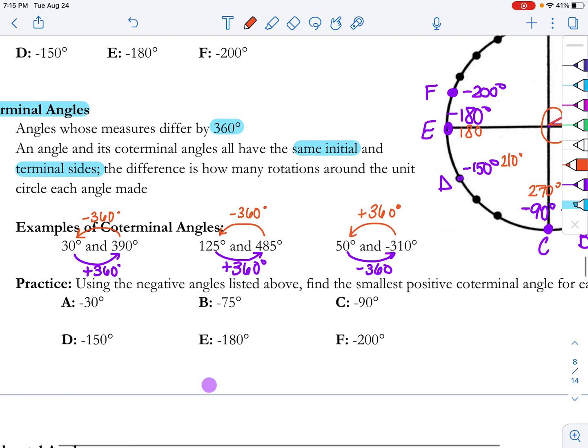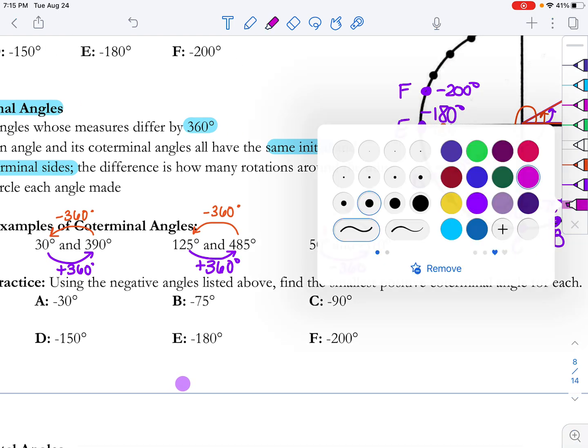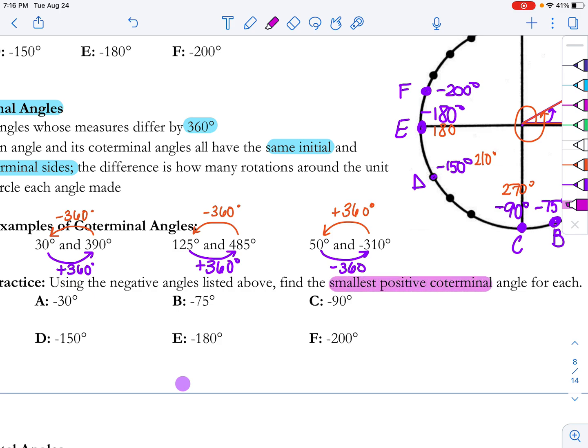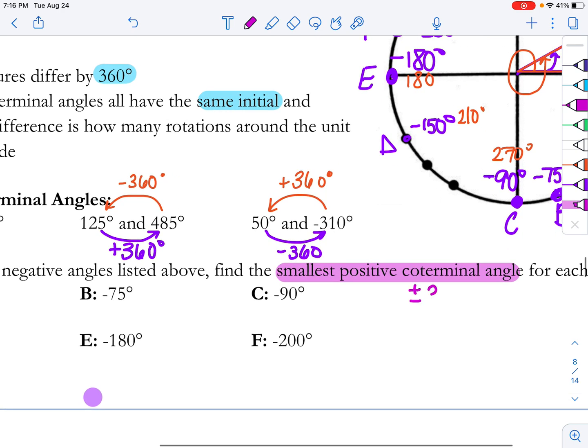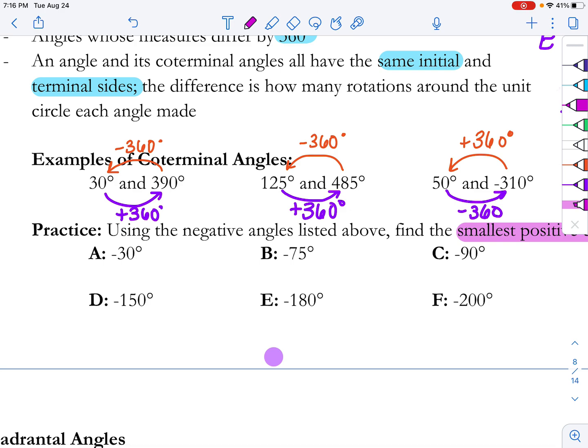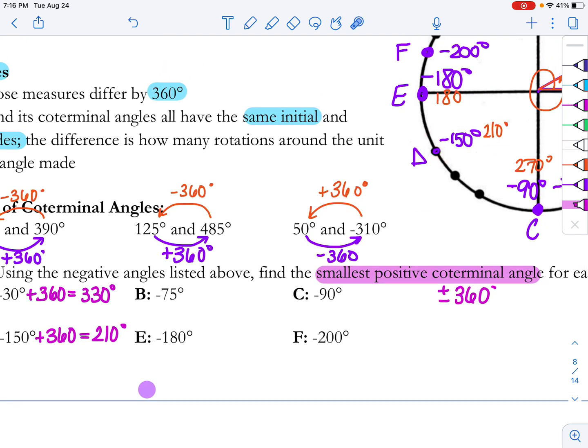Okay, so we could find the smallest positive coterminal angle, like this direction tells us, and really all that tells us to do is either add or subtract 360 until we get the smallest positive number we can. So for example, to find the coterminal angle to negative 30, we would add 360 and get positive 330 degrees. From negative 150, we would add 360 and we would get positive 210 degrees, which is, remember, what we were saying anyways. We know this point to be 210 degrees. That's what we've been working with so far.